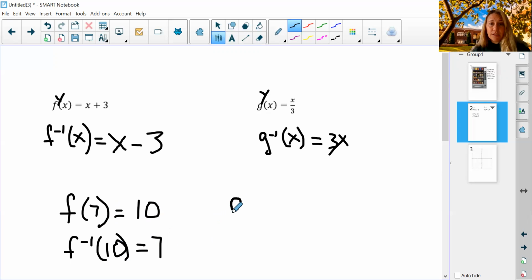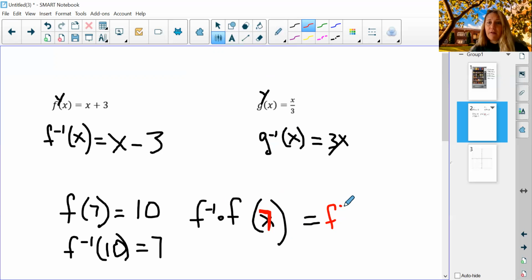And another thing that we're going to look at when we start doing compositions of functions, which, oh, wait a minute, we did those the other day. I'm thinking we haven't done that yet. When I do this, compositions of functions, wait, I want a 7 here. Just write it in red. 7. F of 7 was 10. And then when I find f inverse of 10, I get back to 7.